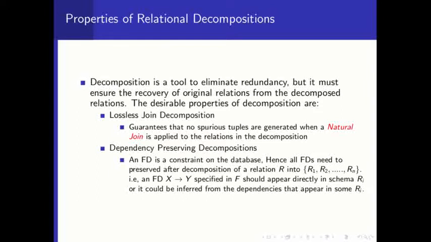That is, you have a set of decomposed relations, let them be R1, R2 up to Rn, n decomposed relations. A given FD X determines Y, which is present in the original schema, should be present somewhere. Should be present means it should be either present directly or it could be inferred from the dependencies that appear in the individual subdivided database schemas. That is what dependency preserving decomposition is. First one is lossless join decomposition, second is dependency preserving decomposition. These we will see in more detail.